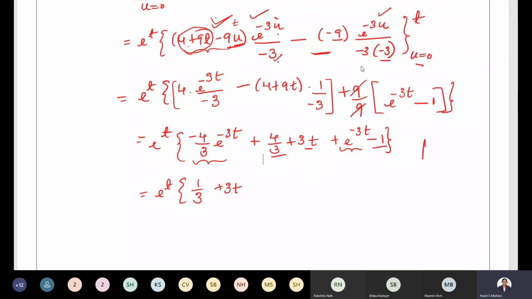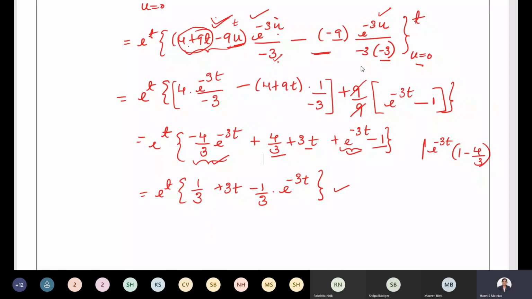If you take e power minus 3t outside, what will remain? 1 minus 4 by 3 remains, from this step and from this step. So 1 minus 4 by 3 will be minus 1 by 3. So it is nothing but minus 1 by 3 into e power minus 3t.